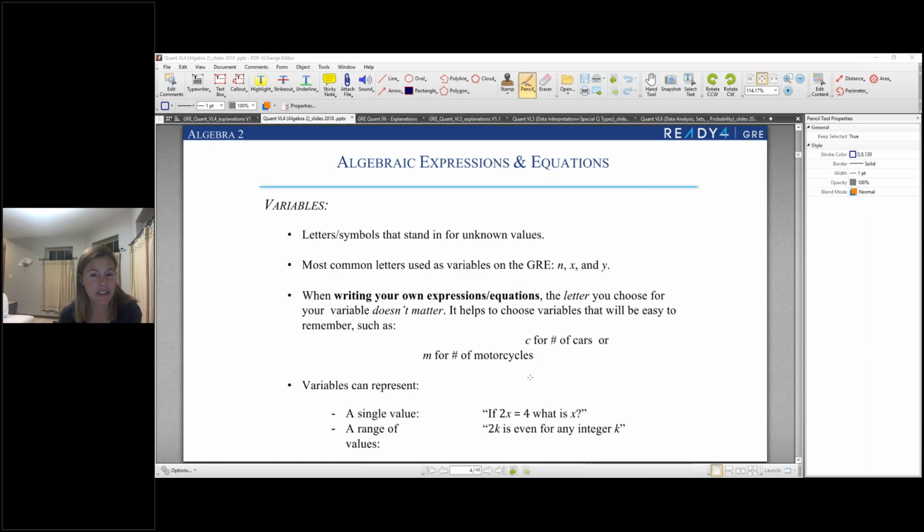This is variables. This is basically telling you that when you get a word problem, the first thing you do is define your variables. And it's a really smart idea when you're defining your variables not to just use X and Y. If you're talking about motorcycles, use an M. If you're talking about cars, use a C, that kind of stuff, okay?